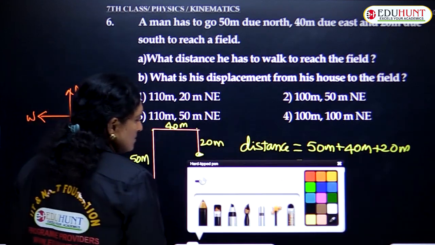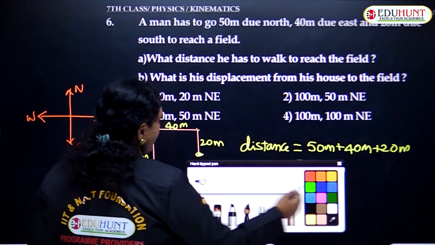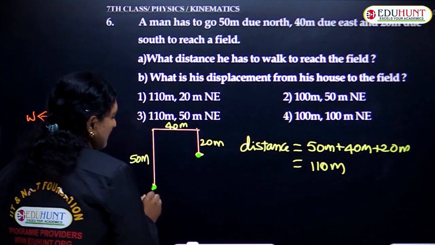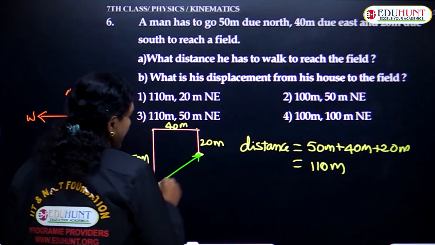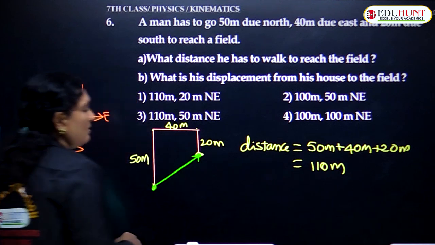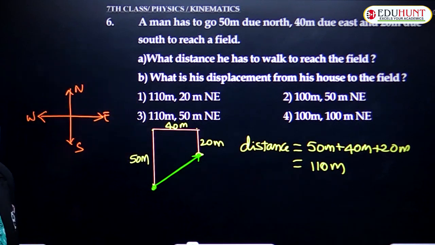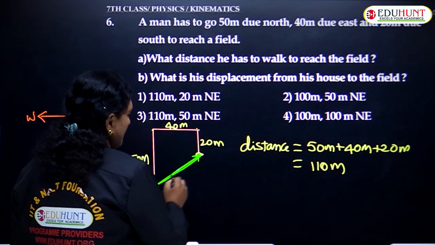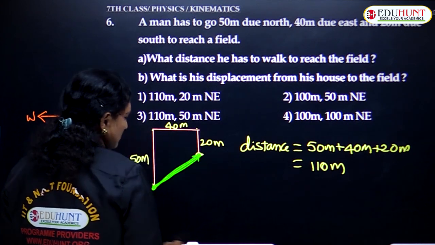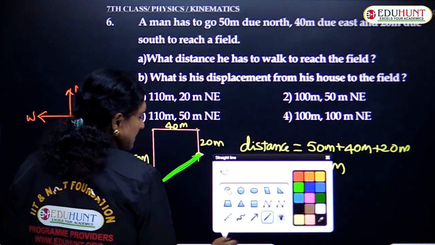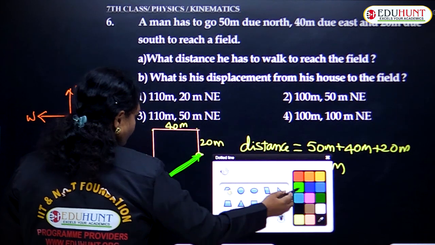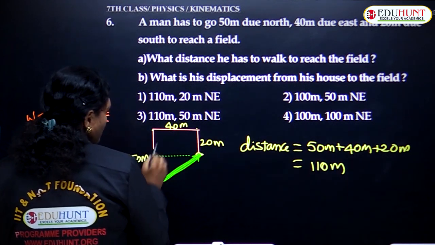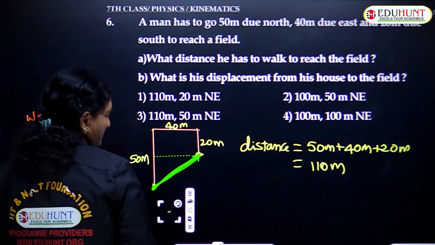So children, in this question, what would be the value of displacement? If this happens to be the initial position and this the final position, the line joining the initial to the final would give you the displacement. So you need to find out this total length. In order to find this total length, let us draw a parallel line to this 40 meters.